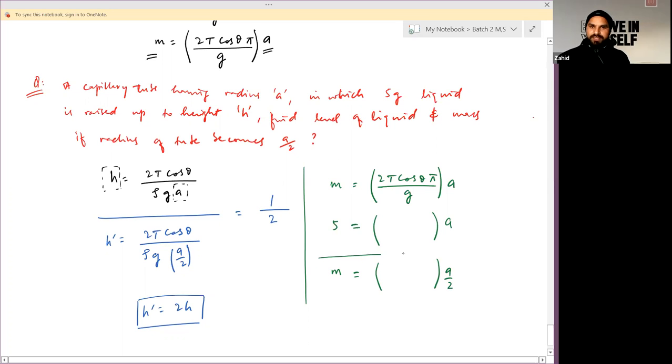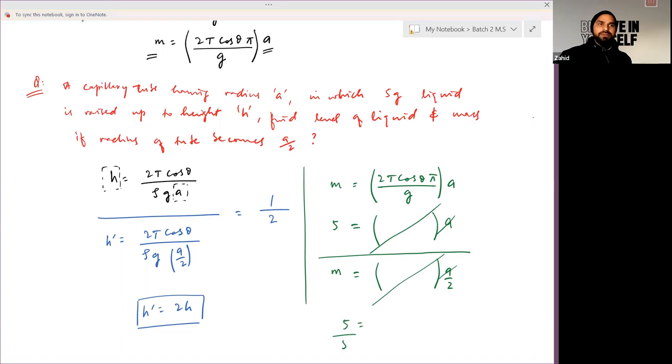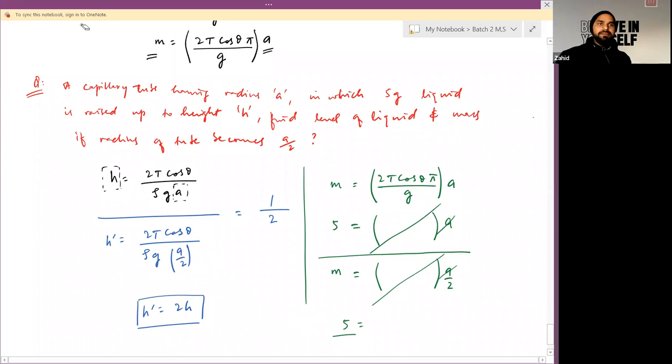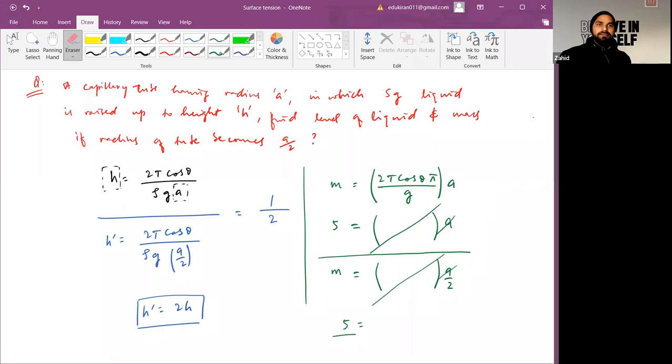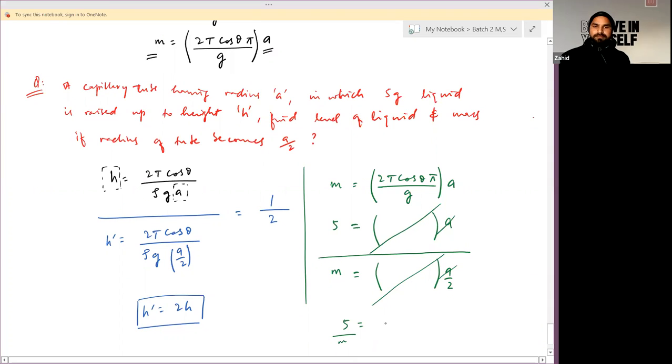So just divide these two terms. This constant part and this constant part will get cancelled out. A and A will cancel out. So this 2 will move to numerator. So you'll get 5 divided by m equals to 2, or m equals to 5 by 2, 2.5 gram. Is it clear? Yes, sir.